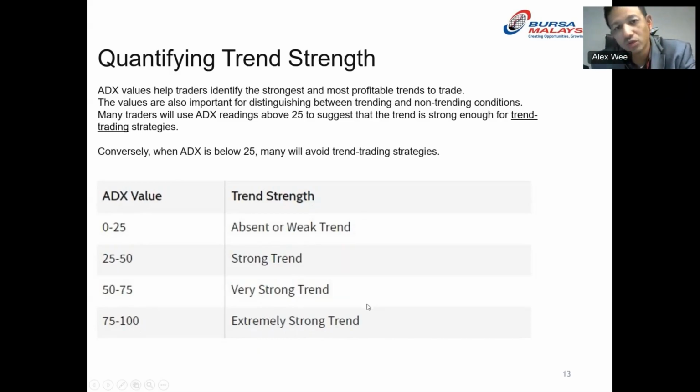As a user, you will need to really understand how ADX applies to your product, because the readings are different. What defines a strong trend varies so much, depending on the product that you're trading. If you're trading Malaysian stocks versus US stocks versus Forex versus futures, this reading will be different. So you have to know your product's ADX very well. These are just general guidelines for you to know whether you should deploy a trend trading strategy or not.